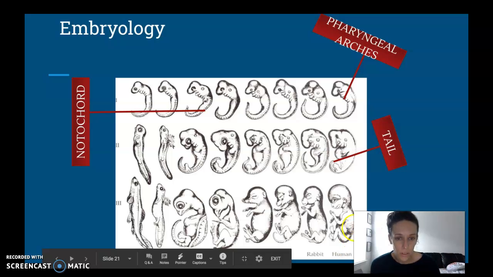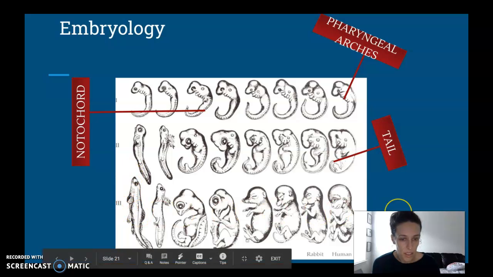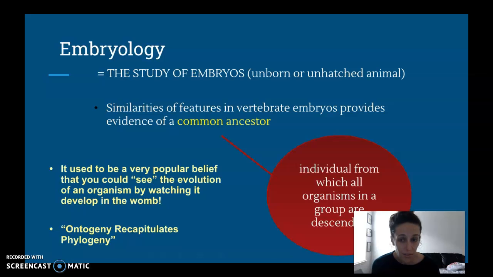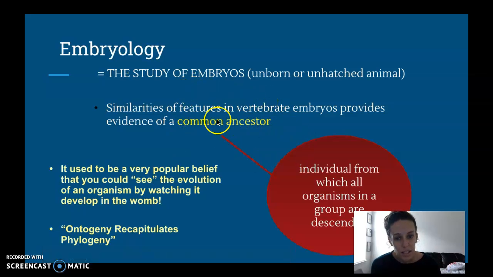So the point of embryology is that all of these organisms start off fairly similar, but then develop into things that are totally different. Embryology is the study of embryos and these similarities in features found in vertebrates, so things with a spinal cord, which suggest that there is a common ancestor. A common ancestor is an individual from which all organisms in a group are descended.